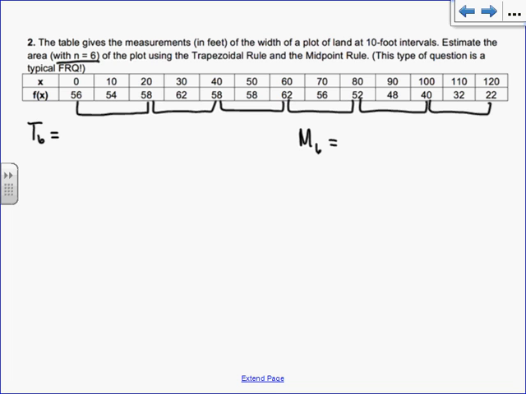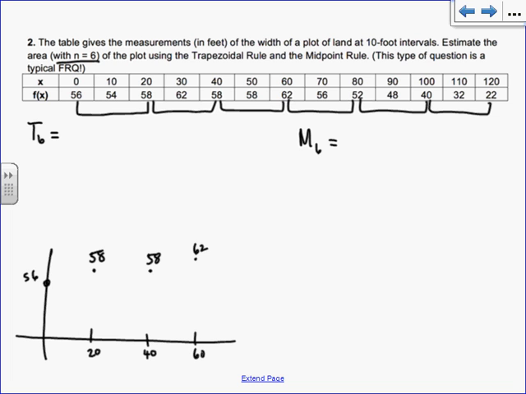Okay, so for the trapezoidal rule, I'll do a little rough sketch of the first few so you can see. We have 0, 56. We have 20, 58. We have 40, 58. We have 60, 62, and so on. Okay. So what we're doing is creating these trapezoids where we're connecting the 2 heights, and we're creating all of these different trapezoids, okay? So we're allowed to use the formula for this one because they're all a common width, meaning the height of the trapezoids, I know they're on their sides, but the height is all 20.